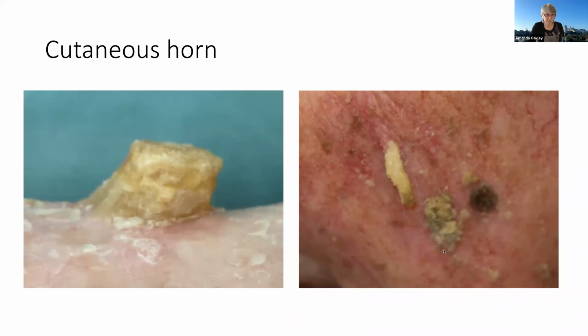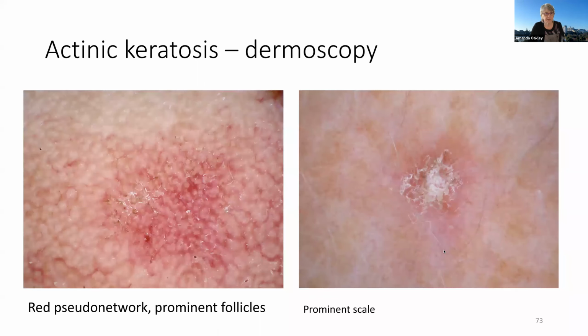A cutaneous horn is so much thick keratin that it's horny. These can arise from squamous cell carcinoma or from actinic keratosis. We usually cut them out.